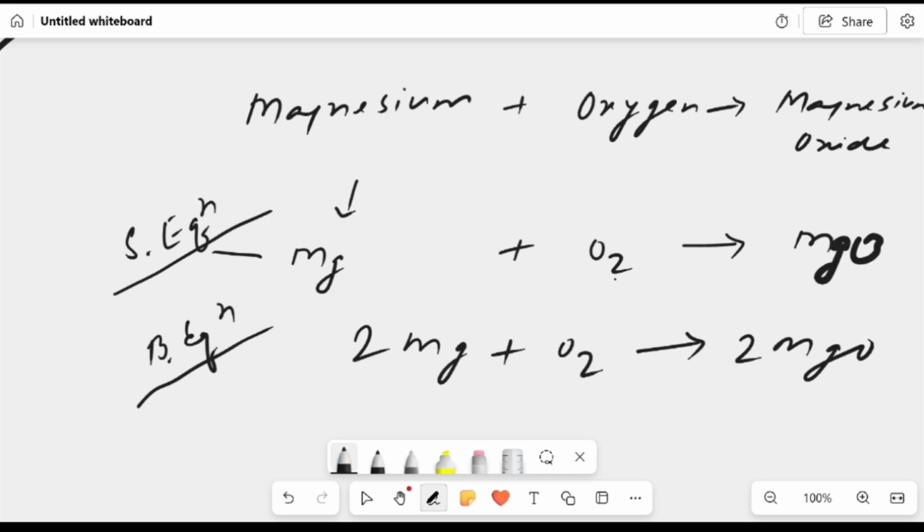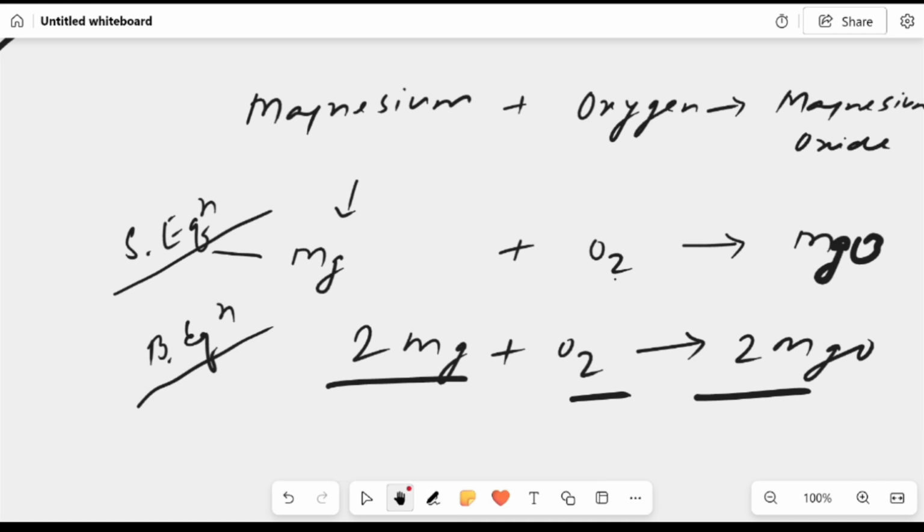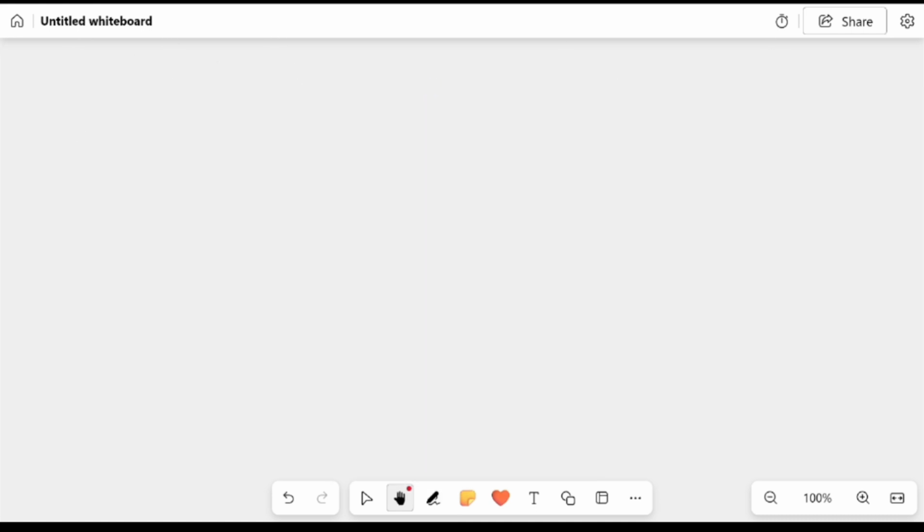Okay. So that's the skeletal equation, and then we have the balanced equation. Clear? Now let us move forward. There are certain ways through which a chemical equation can be balanced.